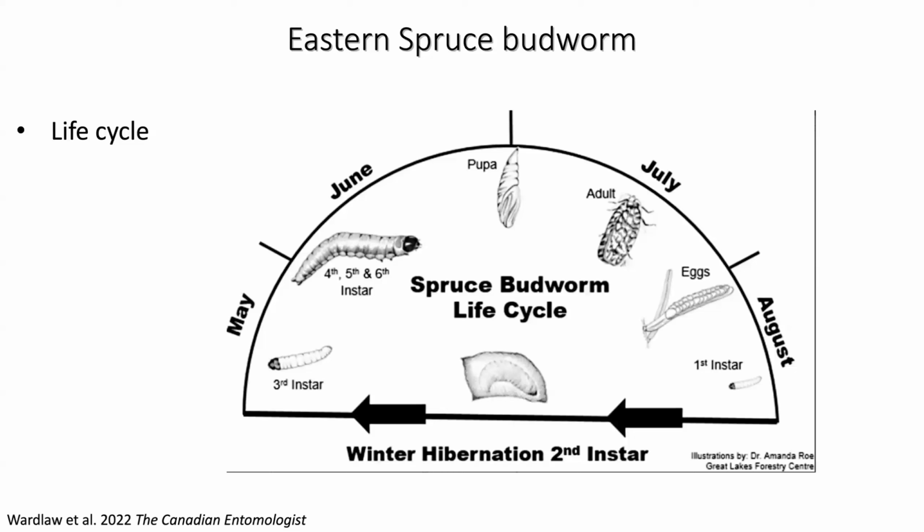It'll pupate in the midsummer, and then in July will emerge as adult moths, and that's when we see a lot of dispersal of the moth species to maybe colonize new stands or move around the landscape, and this is where we see the potential for outbreaks to emerge.